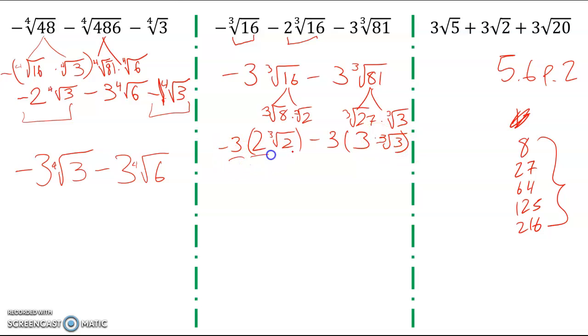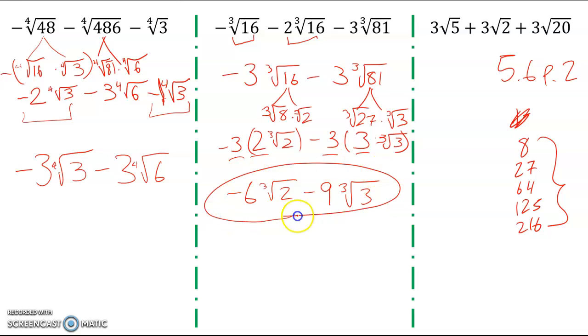And with these numbers out front, again, we're just going to multiply these together. We don't multiply them by the numbers underneath the radicals, just the numbers out front here. We're going to get negative 3 times 2, which is equal to negative 6 times the cube root of 2. And then minus 3 times 3, that's going to give us negative 9 times the cube root of 3. We can't simplify that down any further. That is all we can do with that one.